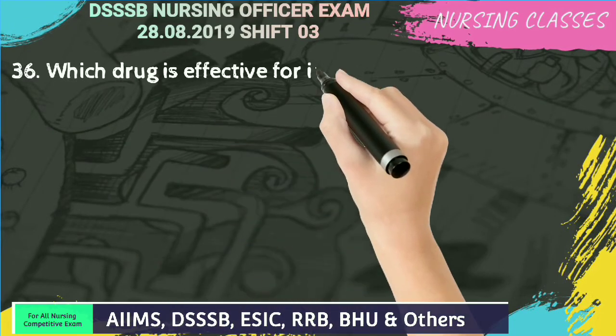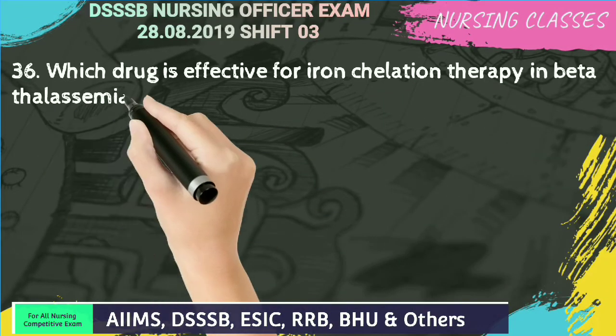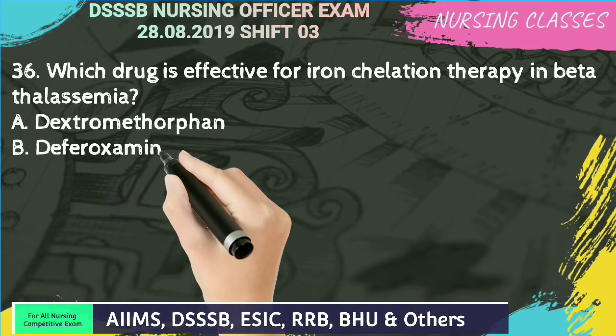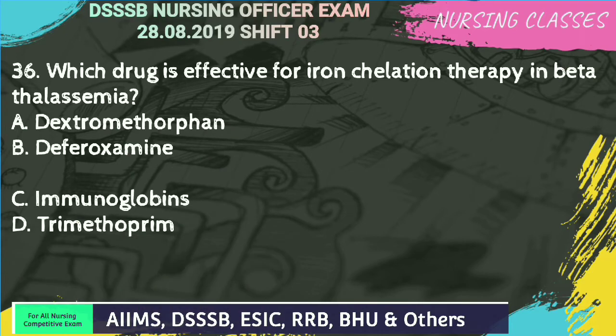36. Which drug is effective for iron chelation therapy in beta thalassemia? A. Dextromethorphan. B. Deferoxamine. C. Immunoglobulins. D. Trimethoprim. Correct answer B. Deferoxamine.